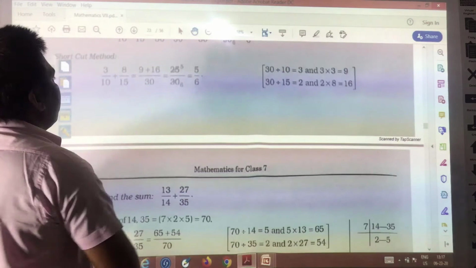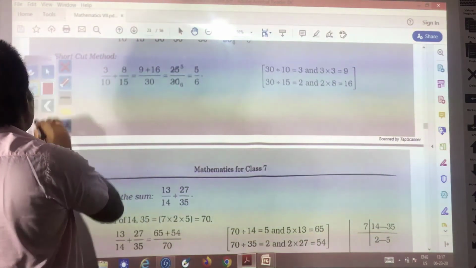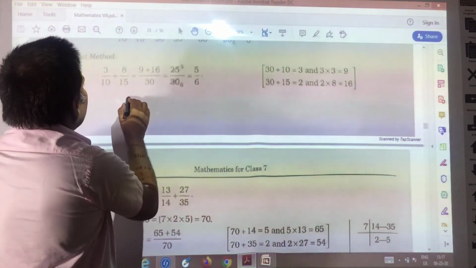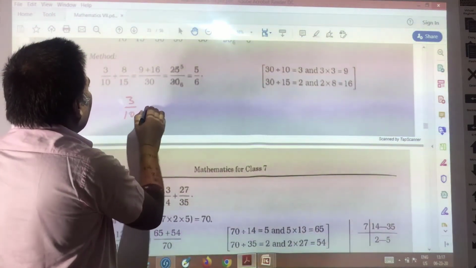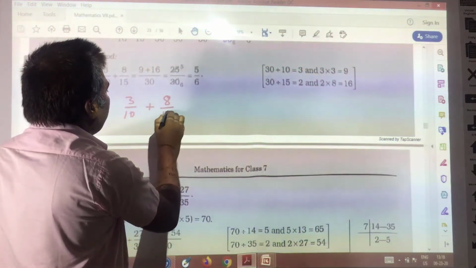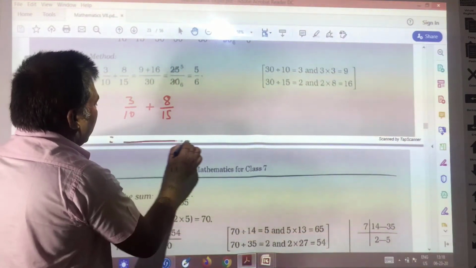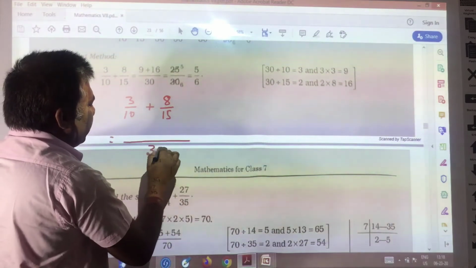And one shortcut method is there, and that is also very important. You must learn this. Suppose you have 3 by 10 and 8 by 15. What you need to do? You find out the LCM. So, suppose the LCM you got is 30.